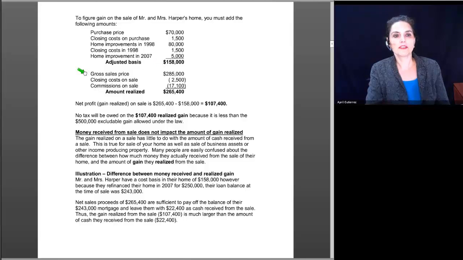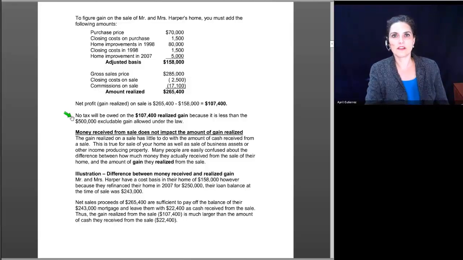We then go over to the sales price of the home, $285,000, and from that we subtract closing costs on the sale and commissions on the sale to get the amount realized from the sale. We have a net profit or a gain realized on the sale of $265,400 minus the $158,000 of adjusted basis, and here we have a profit. The profit is $107,400.